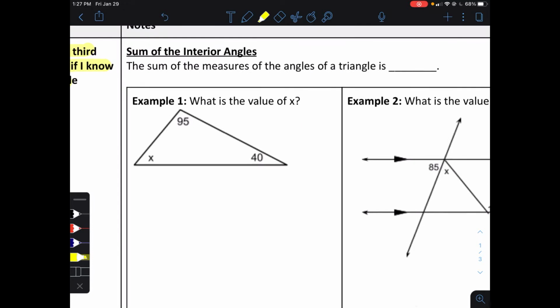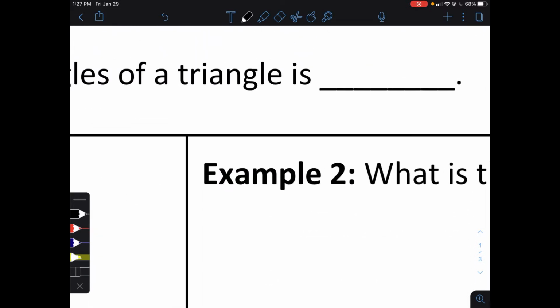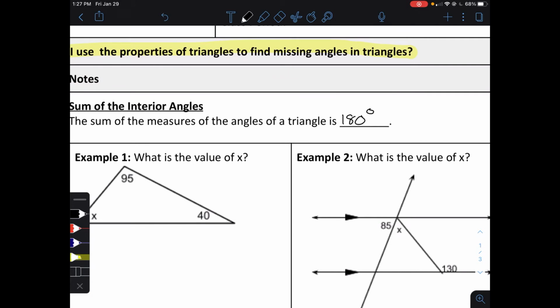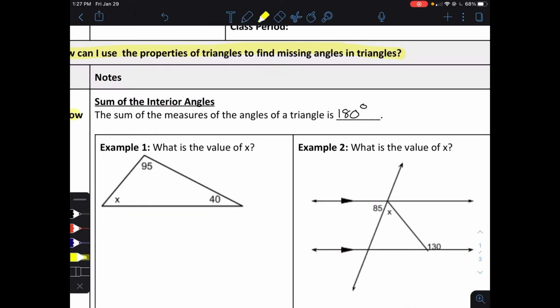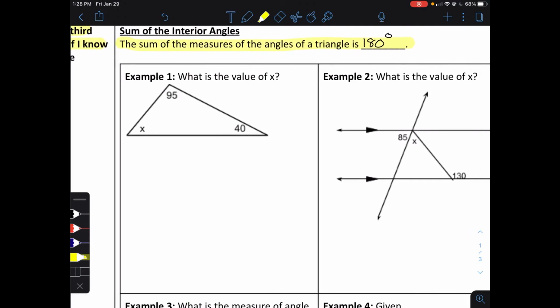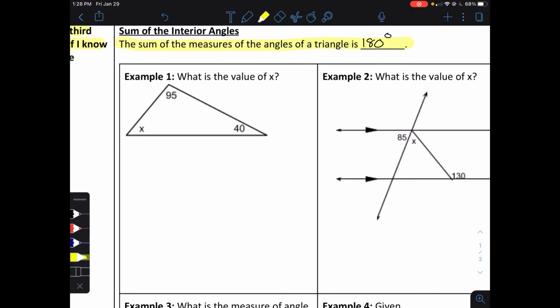So the sum of interior angles, the first thing you should know is the sum of the measures of the angles of a triangle is always 180 degrees. So no matter what, the sum of the angles inside of a triangle is always 180 degrees. Please write that down. That is so imperative, that is so important. And we can use that knowledge to help us solve for missing variables or missing angles.